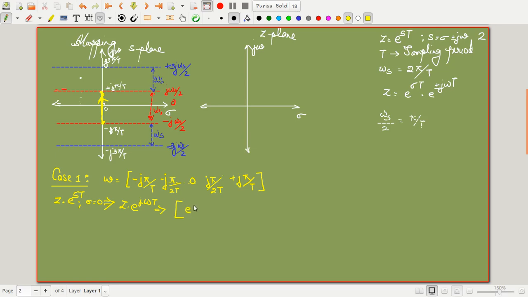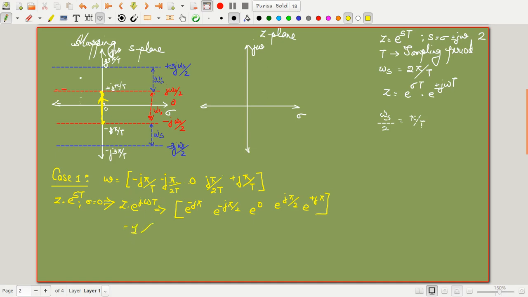e raised to minus j pi, e raised to minus j pi by 2, e raised to 0, e raised to j pi by 2, e raised to plus j pi. That means this whole thing is mapping onto magnitude. I am going to write it in terms of magnitude of this and the angle of this.